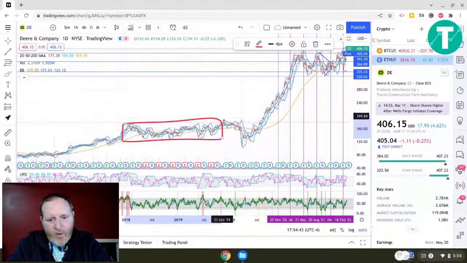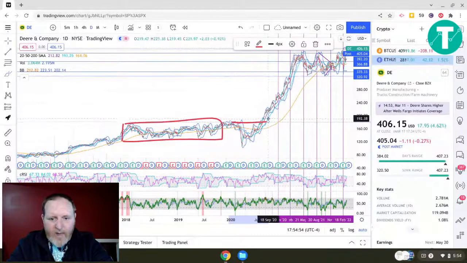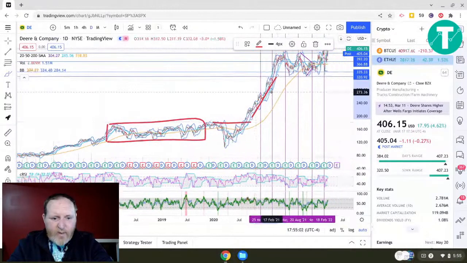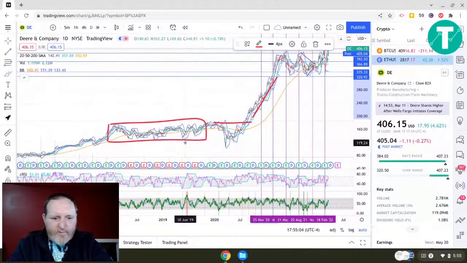And then we had the whole COVID and the shakeout there. But then we would pick back up where we left off at these highs right here. And then we had this really nice rally going all the way up until we got to the top of our range there and then started moving sideways again. So this is something that Deere likes to do.